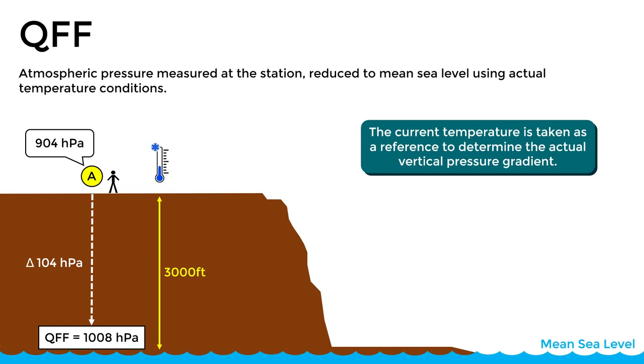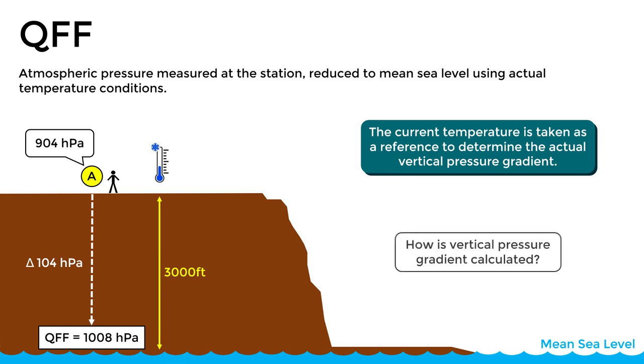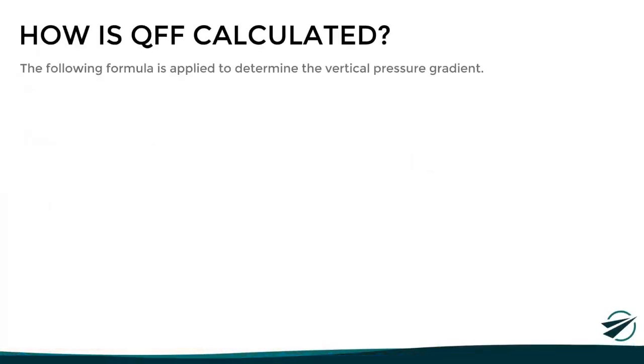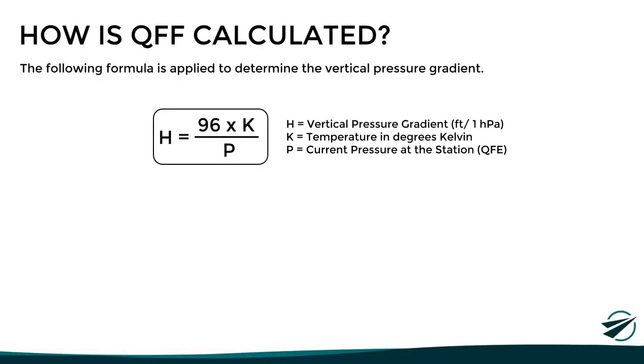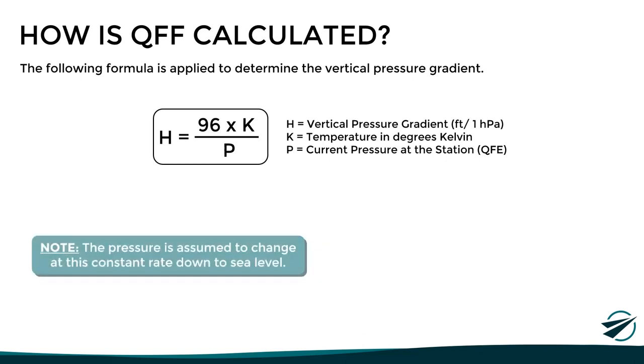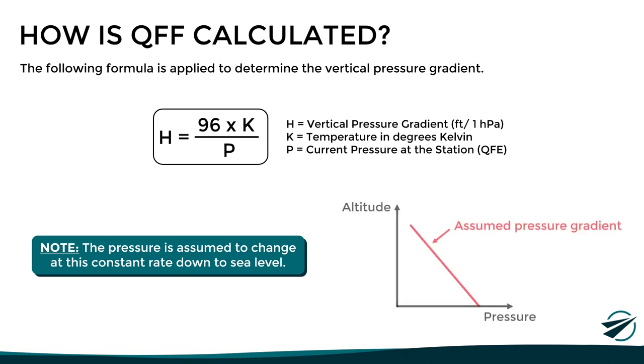Now, it is evident that in order to calculate the QFF, we need to know the vertical pressure gradient for a specific temperature. But how can we determine it in the first place? Well, we can apply this formula to calculate the gradient to be assumed. Now, something important to bear in mind is that the pressure is assumed to change at this constant rate down to sea level. So it is not necessary to correct for temperature changes as with QNH. In other words, the pressure gradient calculated at the station will be applied throughout the entire reduction to sea level, thus obtaining a linear graph like this.